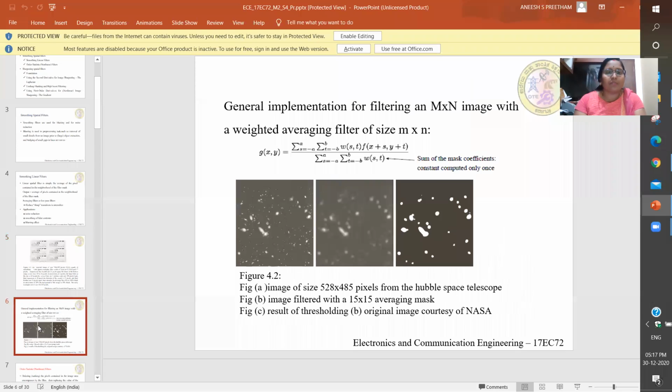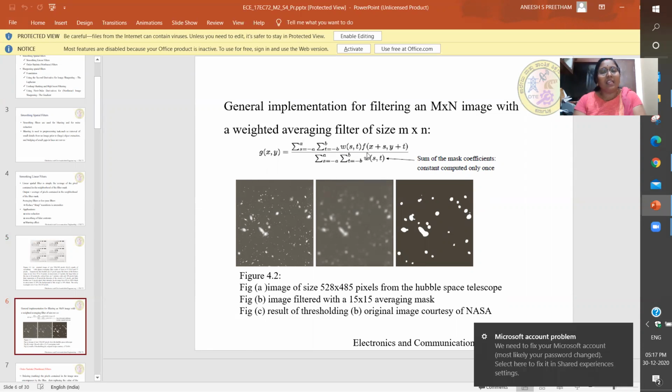So next, the general implementation for filtering an M by N image with a weighted averaging filter of size m cross n is given by the expression g of x comma y is equal to summation s equal to minus a to a, summation t equal to minus b to b, w of s comma t times f of x plus s, y plus t, whole divided by summation s equal to minus a to a, summation t equal to minus b to b, w of s comma t.